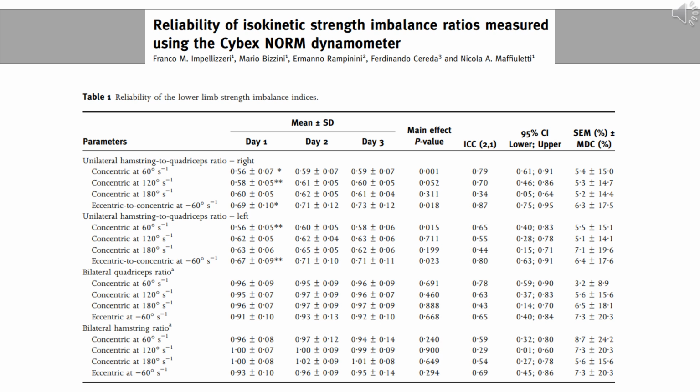for hamstring to quadricep ratios on each limb, right and left, and then also looking at bilateral quadricep and hamstring ratios, so effectively looking at interlimb asymmetry at different speeds. You can see there that we've got concentric peak torque contractions at 60, 120 and 180 degrees per second, and then the bottom row under each of those ratios is eccentric to concentric for the top two, and then eccentric at 60 degrees per second.